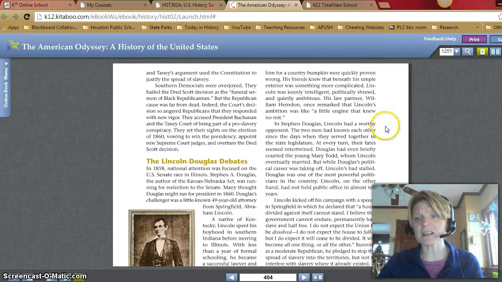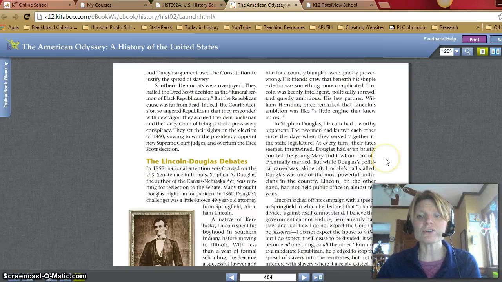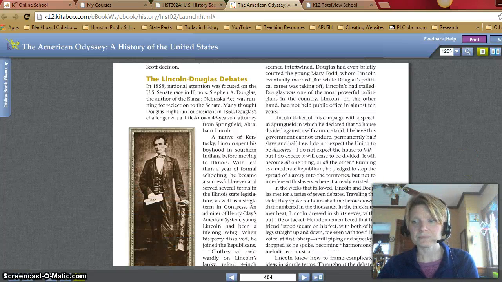In Stephen Douglas, Lincoln had a worthy opponent. The two men had known each other since the days they served together in the state legislature. At every turn, their fates seemed intertwined. Douglas had even briefly courted the young Mary Todd, whom Lincoln eventually married. But while Douglas's political career was taking off, Lincoln's had stalled. Douglas was one of the most powerful politicians in the country. Lincoln, on the other hand, had not held public office in almost 10 years.